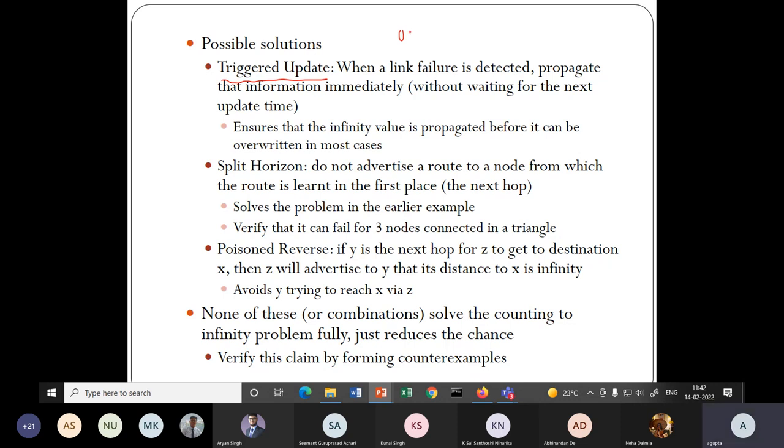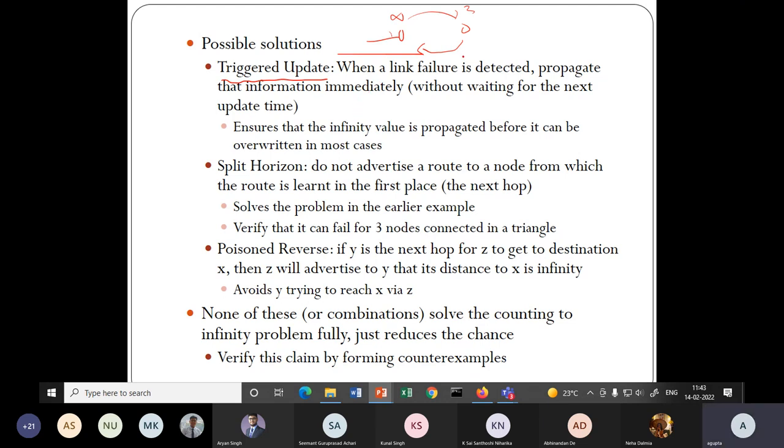So in this case, note that suppose this link changed. So there was the infinity already here and there was the 3 already here. So this 3 would have propagated to this after some time. If I can make the infinity propagate faster than this 3, my problem is solved. So triggered update does this. When a link failure is detected, trigger the update immediately. Propagate the information immediately without waiting for the next update.